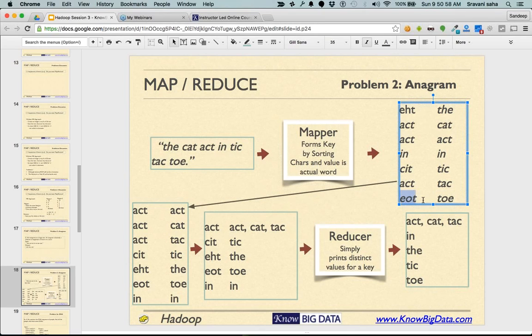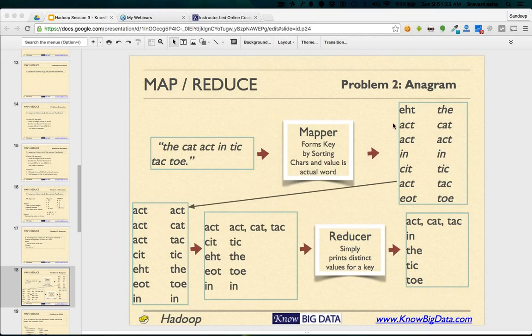So TOE, EOT. Now you can see that this line is what is meant by Hadoop. So Hadoop will convert it into ACT, and then it'll bring all the anagrams together. And the reducer does not do anything. The reducer simply finds unique words from these anagrams and prints it. That's all. Is the anagram problem clear to all of you?